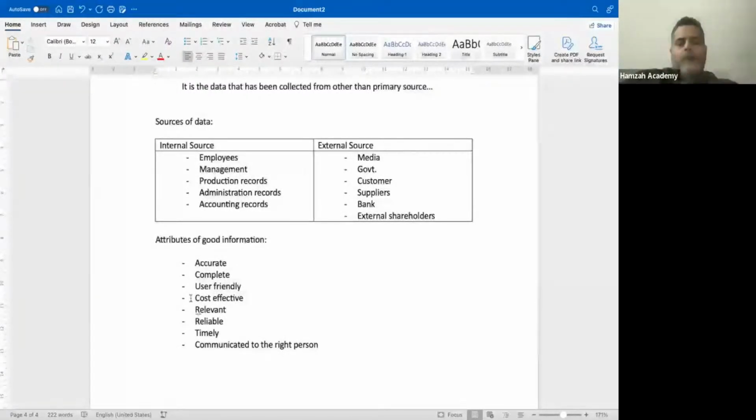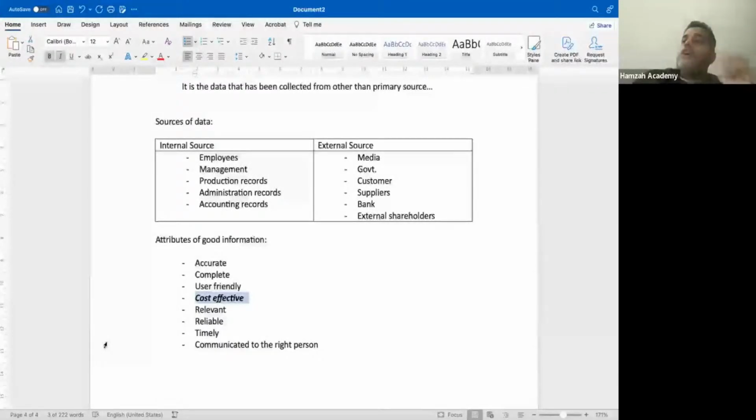Similarly, this is a very important point. In the whole of management accounting, again and again, we are going to look at this point, and that is cost effectiveness. Whatever information you get, whatever work you do, at the end of the day, it has to be cost effective. Cost effective means that its cost should be less than the benefit that it is going to provide. End of story. This is what cost effectiveness is.